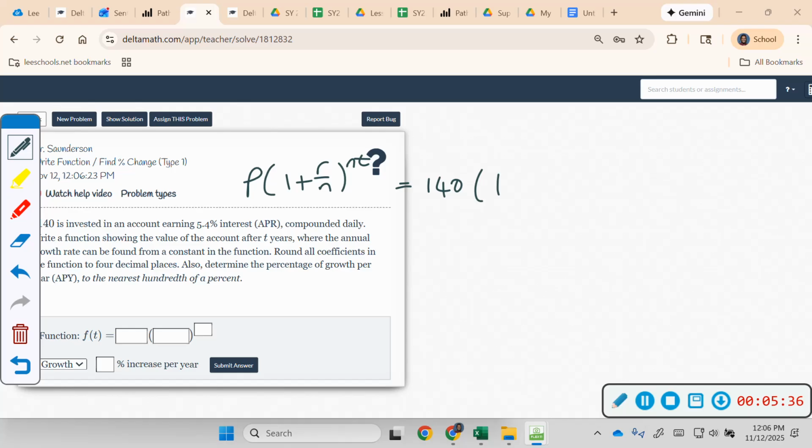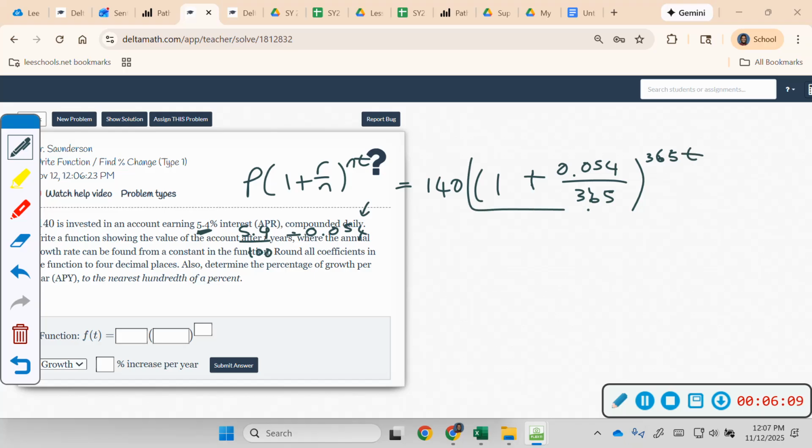Okay, parentheses 1 plus r. R is my rate, which correlates with the percentage, so I need to turn it into a decimal by dividing it by 100. That would be 0.054, so 0.054 over n. N represents the amount being compounded by. It's compounded daily, so you ask yourself how many days are in a year. That would be 365. And then you represent the same 365 here in the exponent, which is nt.